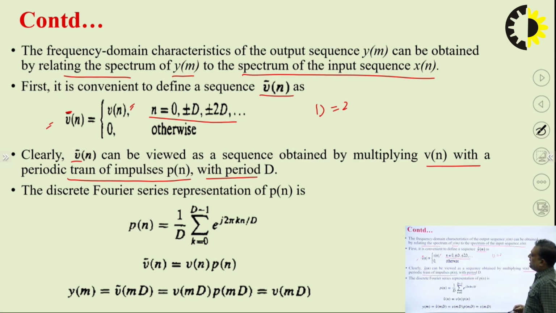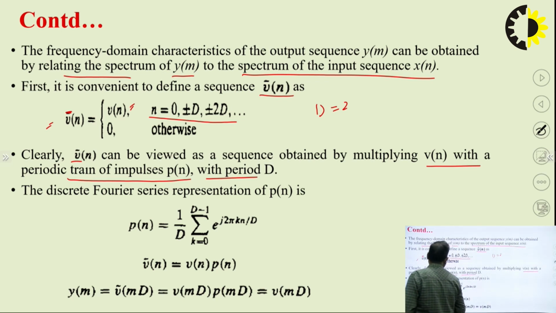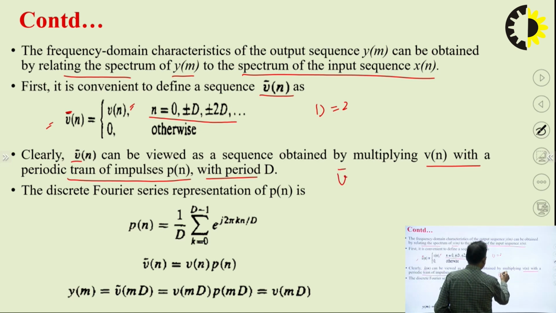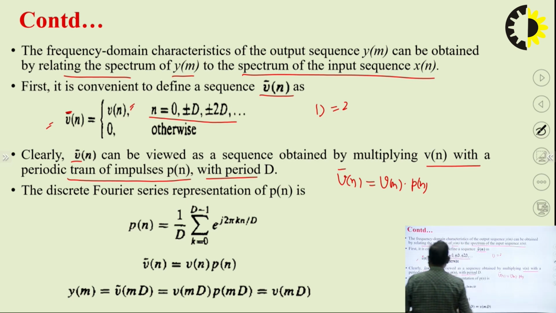If we multiply vn with a periodic train of impulses pn with period d. Okay. So how will you obtain v cap n? That will be equal to vn into pn, where pn is a periodic train of impulses, and the impulses are located at these values of n, so that we will get only those values at the output.